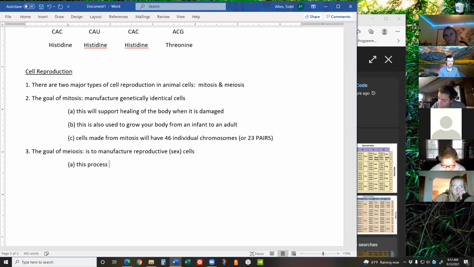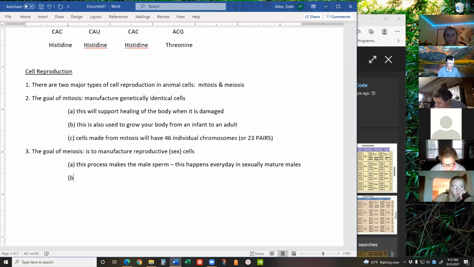This process makes the male sperm. As you know, sexually mature males will make sperm every day. Typically on the order of 200 to 400 million sperm are made newly every day. This happens every day in sexually mature males.